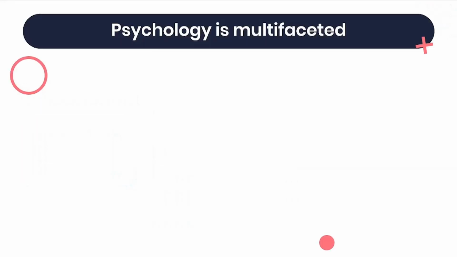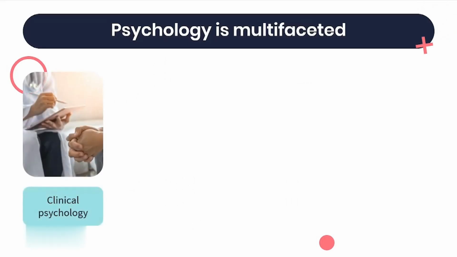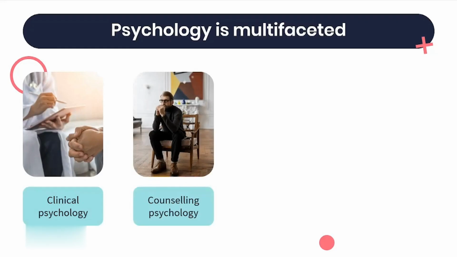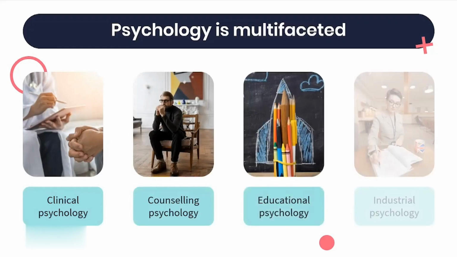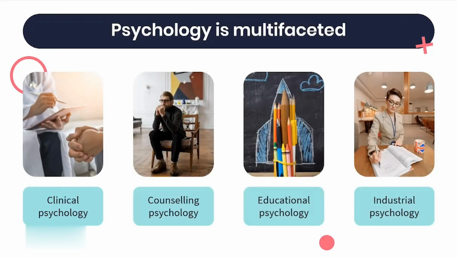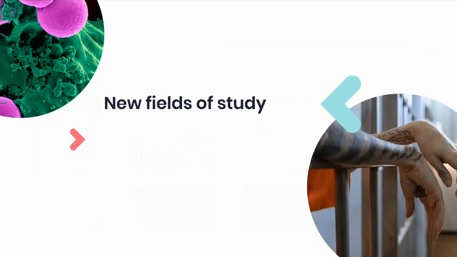Psychology is a multifaceted field of study with many subfields. In many countries, students can study to become clinical psychologists, counseling psychologists, educational psychologists, or industrial psychologists. Even though psychology is quite a new field, with most advances happening over the past 150 years, its origins can be traced back to ancient Greece from between 600 to 300 BC.